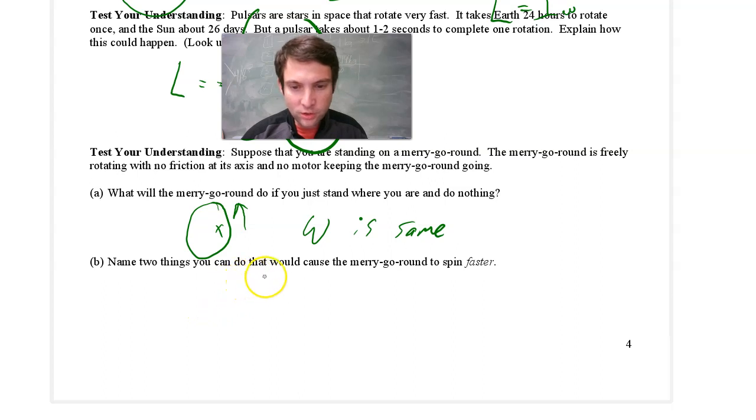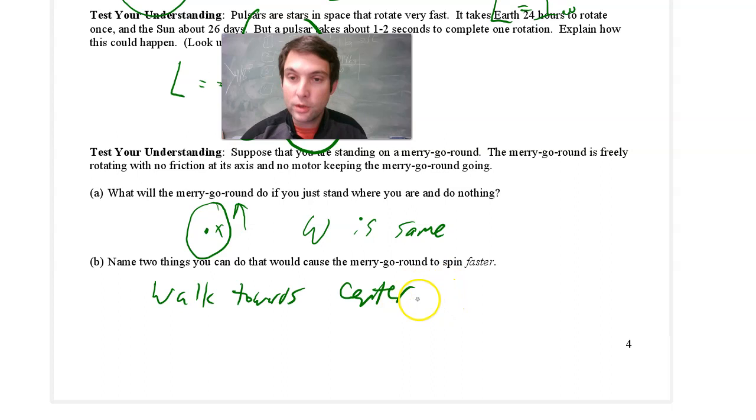Name 2 things you can do that would cause the merry-go-round to go faster, just like in the above examples. If we decrease the distance from the axis of rotation, and in this case it's going to be right there, right in the center, what does that mean? Walk towards the center. That's going to lower your moment of inertia. That's going to increase your angular velocity because your angular momentum is conserved.